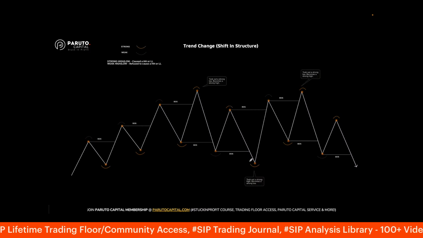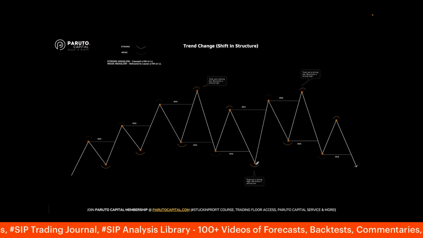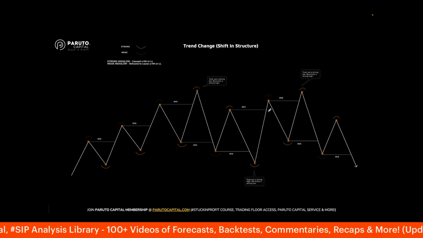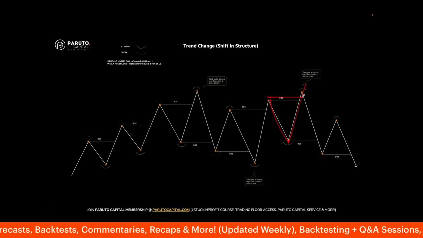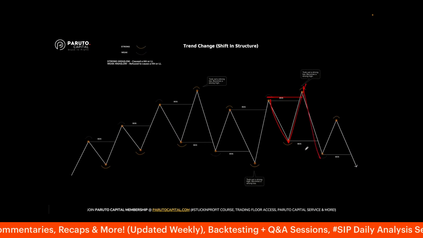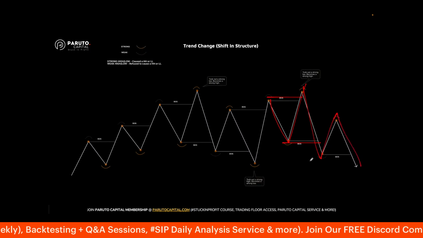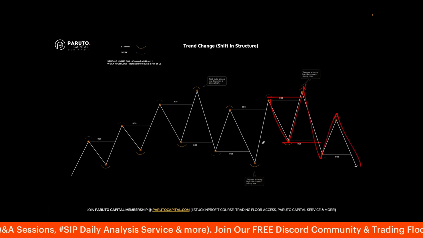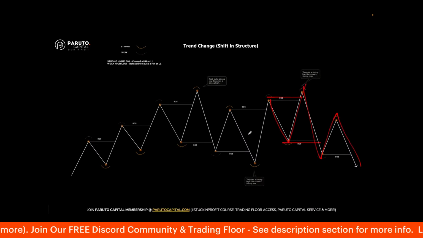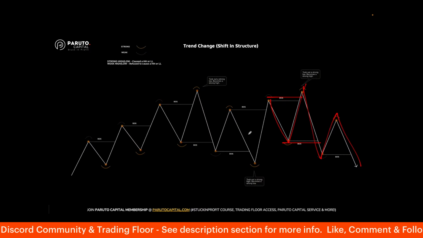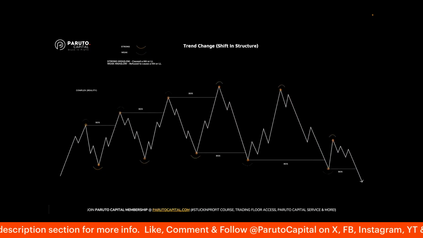So basically, you can see here it changed structure, right? It broke structure to the downside, and then it broke structure again upwards. And then you can see it came back here, and then broke structure again here. And then it came down here, and then broke the structure, and then returned here, and then it goes down, right? The reality of the market is that the market can always change structure. So that is the concept of a trend change or a shift in structure. Now, let's get this really ingrained.